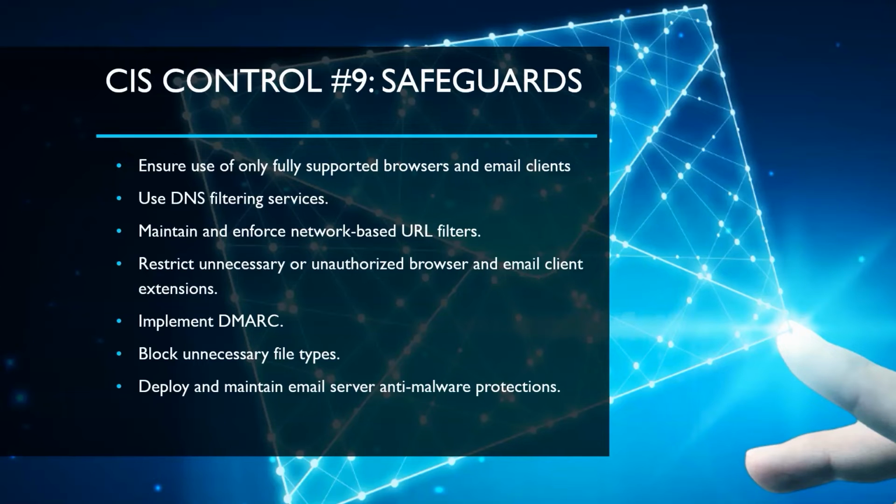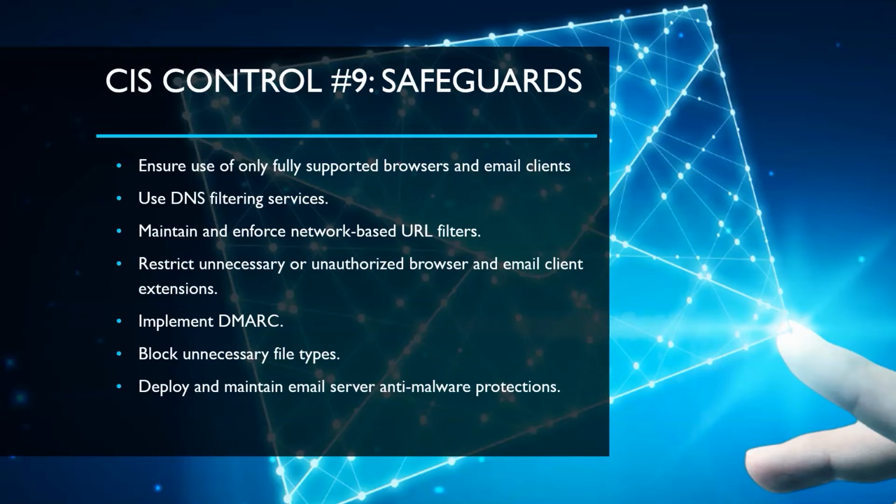Now, when we talk about safeguards for control number 9, first safeguard is ensuring that you're only using fully supported browsers and email clients. So making sure that you're constantly keeping that software up to date, only using the latest version of web browsers, especially things like Google Chrome that have a lot of vulnerabilities that are found because they're such a popular browser to use, as well as email clients, making sure that we keep the email clients up to date. Another safeguard, using DNS filtering services. So basically using that to block known malicious domains across all your enterprise assets.